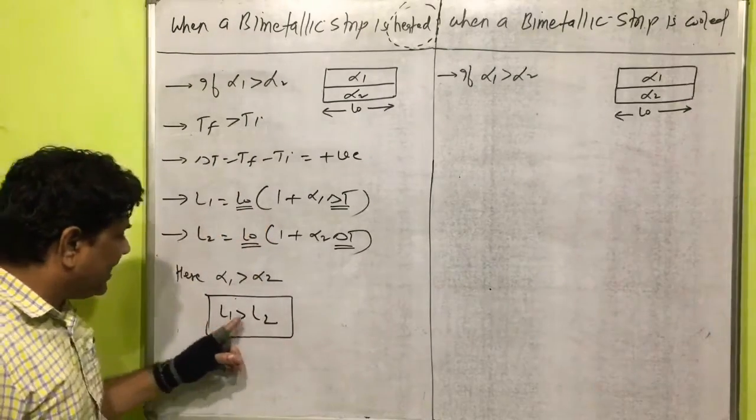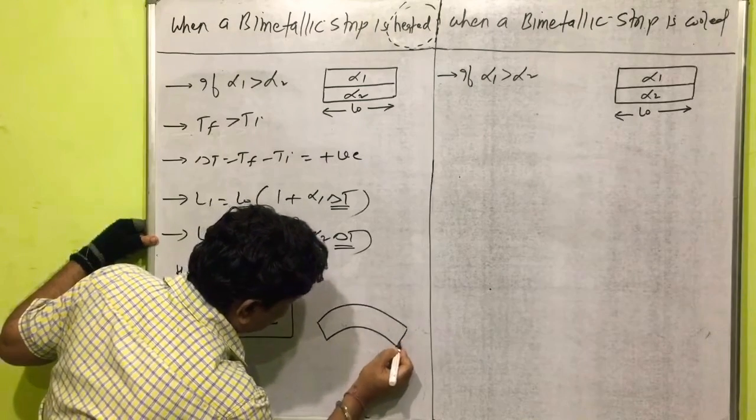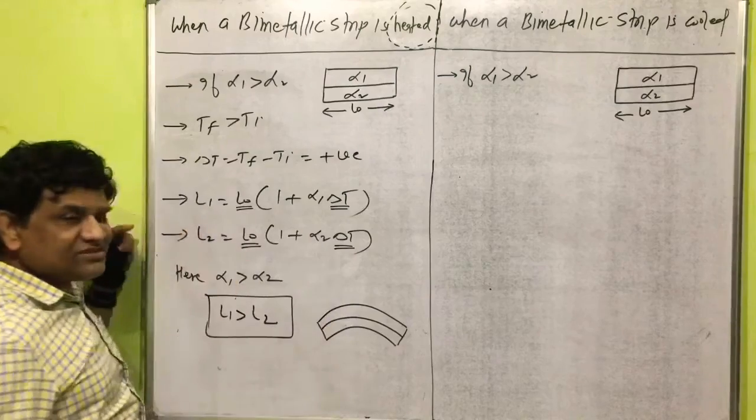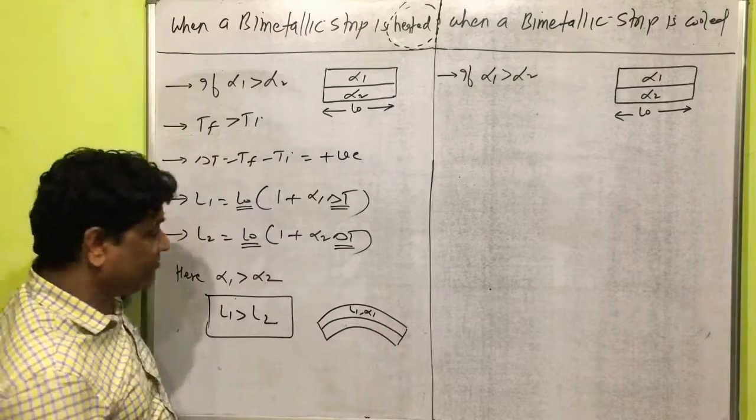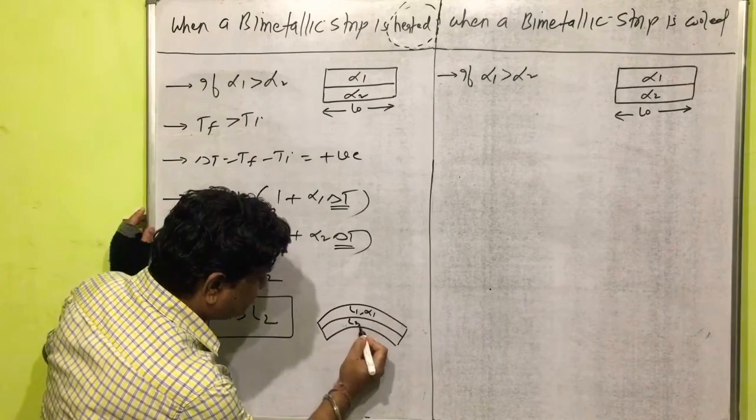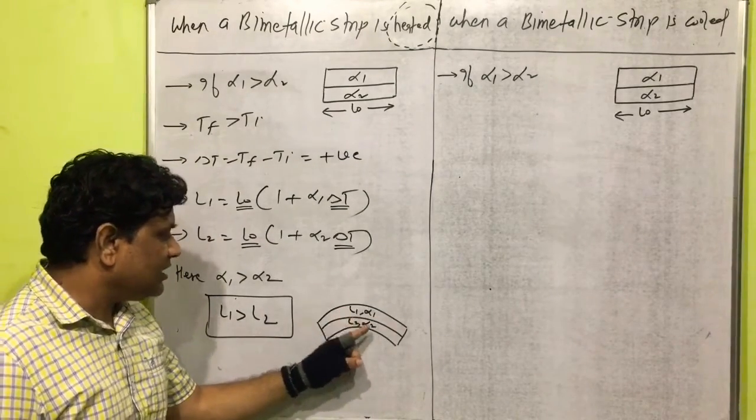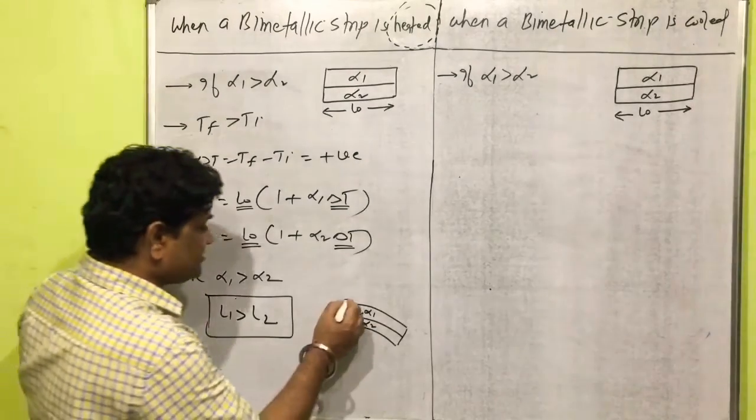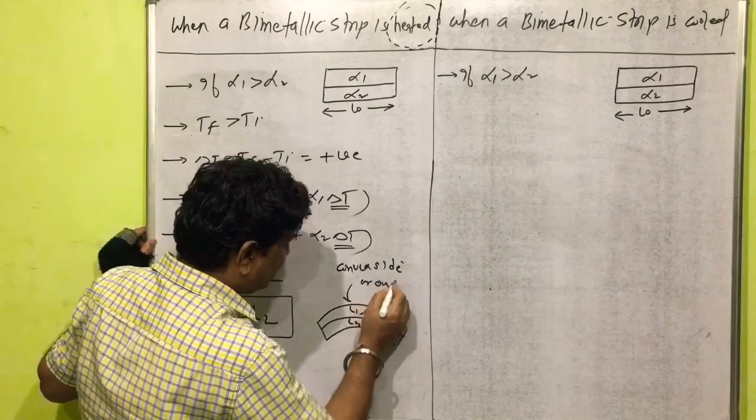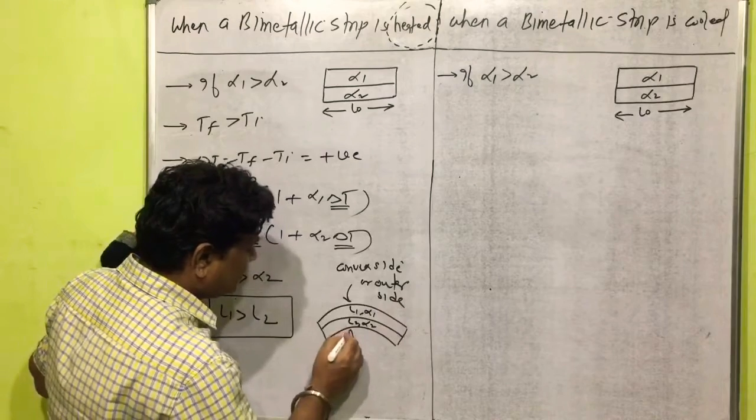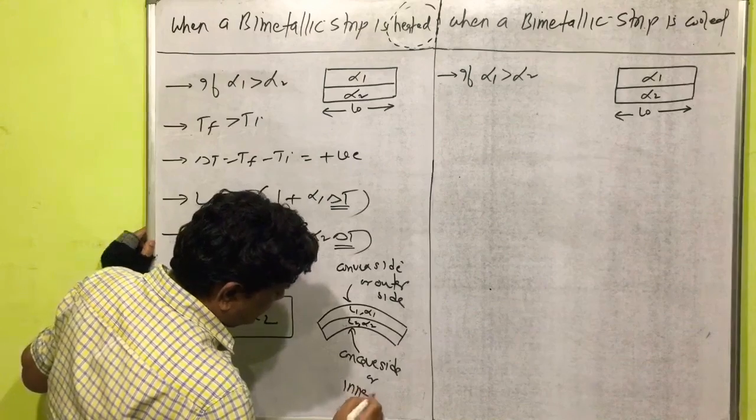So L1 is greater than L2. Yes, a bimetallic strip will bend into an arc. Now from this diagram it is clear here. This length is L1, its coefficient of linear expansion alpha 1. This is length L2, its coefficient of linear expansion alpha 2. More alpha, more length. Less alpha, less length. This is known as the convex side, or we can say the outer side. Here it is the concave side, or inner side.